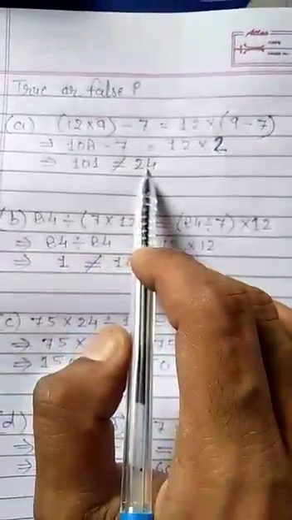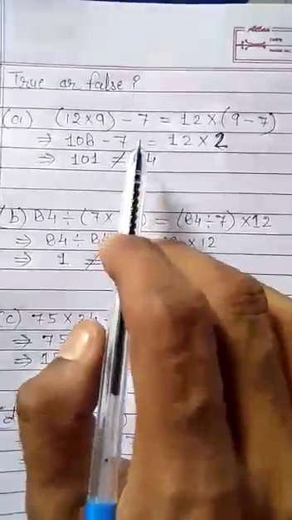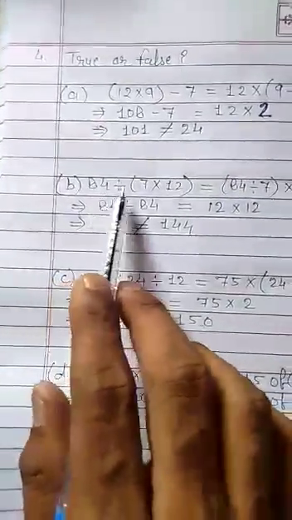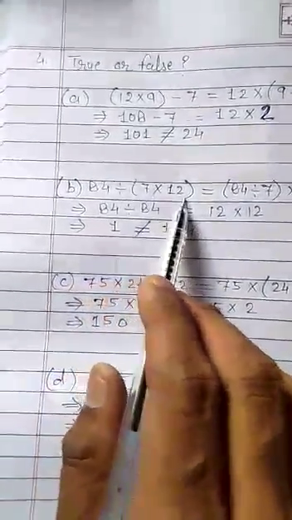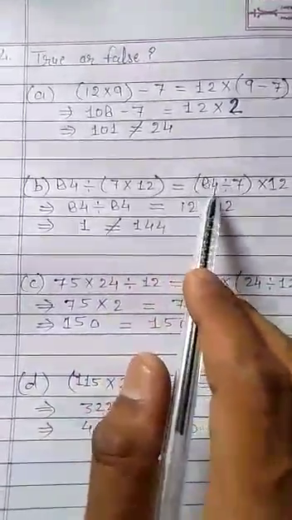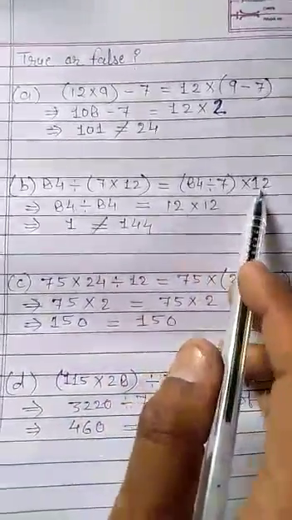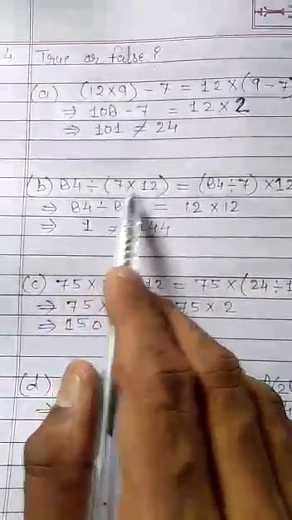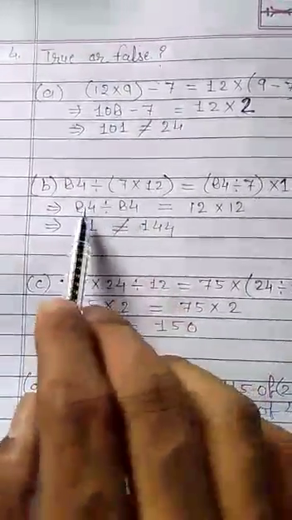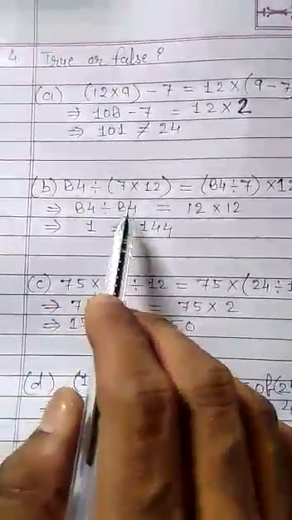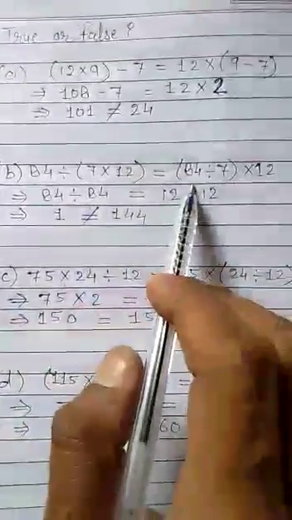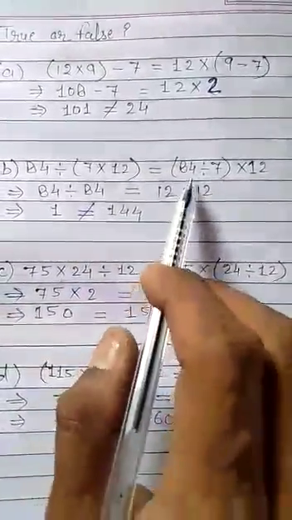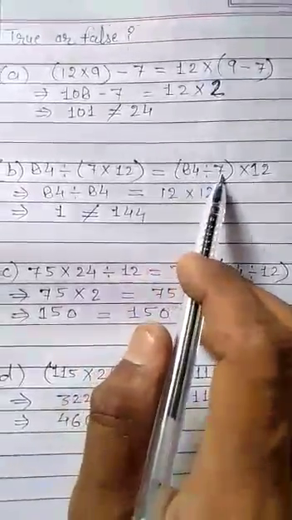Both are unequal. So this is not equal. So this is false. So write here false. Question B, 84 divided by, into bracket, 7 multiplied by 12, is equal to, in bracket, 84 divided by 7, multiplied by 12. So in the first equation we will solve the bracket first. 7 multiplied by 12 will be 84, and this is 84 divided by 84. So this is 1.